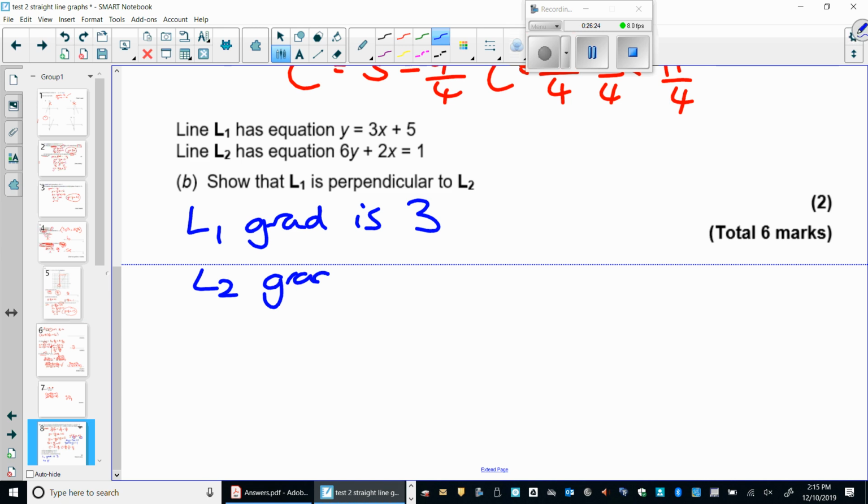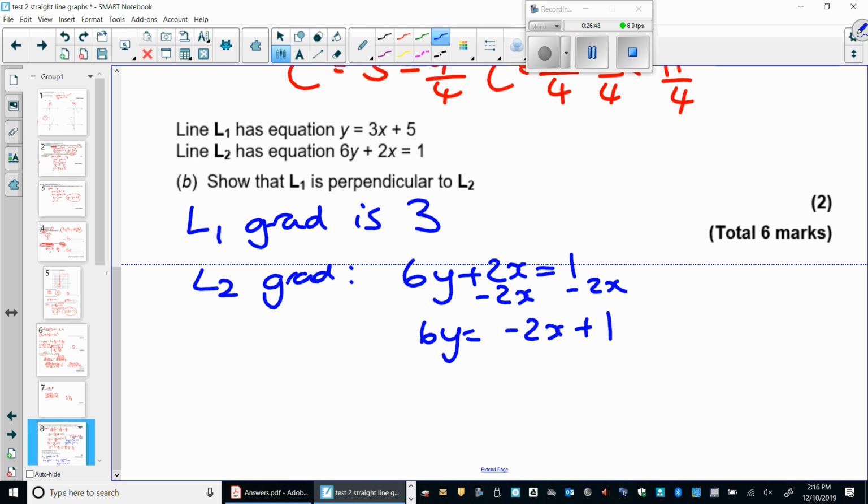L2 gradient, how do I do that? Can I just say it's 2? No, what do I have to do? Divide by 6. Oh, you have to rearrange it. Good. Has to be in which format? y equals mx plus c. Good. So we need to take 2x from both sides to start with. So we've got 6y equals negative 2x plus 1. And then divide both sides by 6. Remember, this is the time that I've suggested you divide everything separately by 6 on the right. So we've got y equals negative 1/3 x plus 1/6.